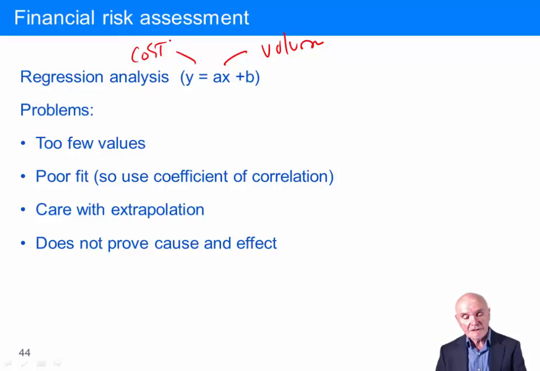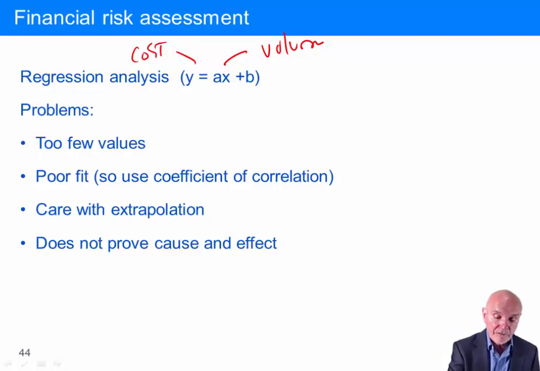This purports to connect two variables, volume and cost, for example, or maybe volume sold and selling price. We just need to take certain care here. If you've got very few values, you've got very little evidence there's really any connection at all between the two variables. It could be a very poor fit.